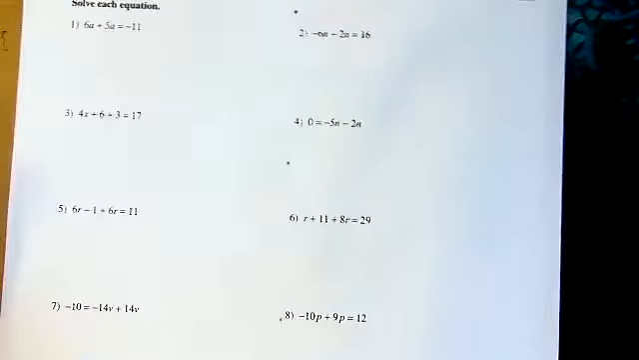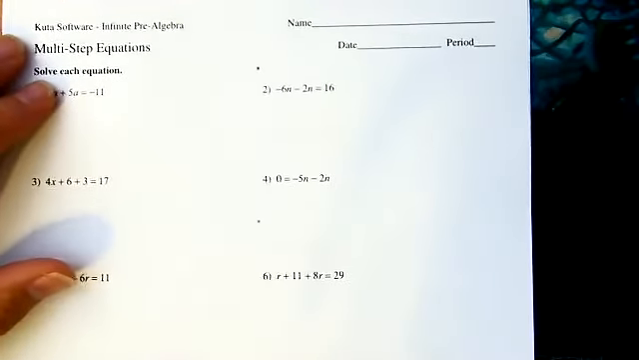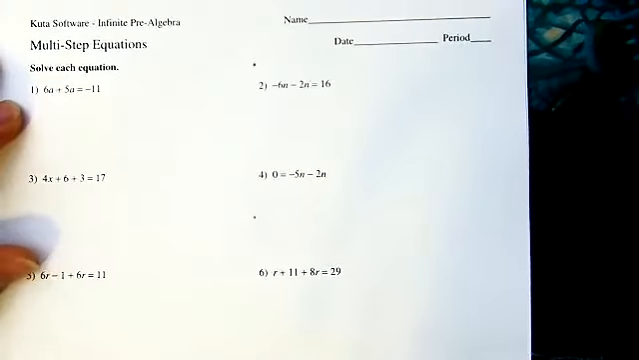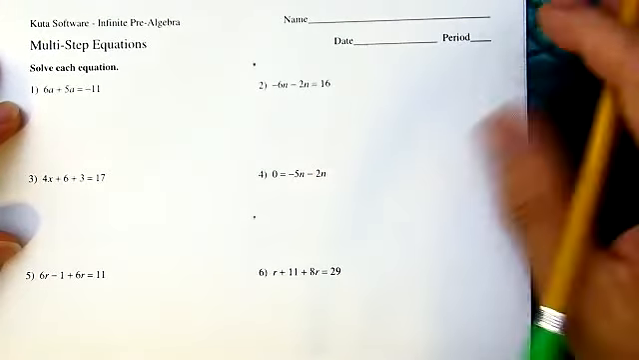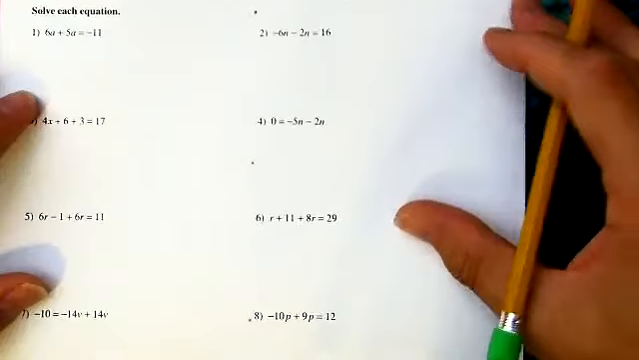Okay, let's try some on the worksheet. So you've only got one worksheet. It's got 3 pages. I'm only going to go over 2 of them. So these first ones are pretty easy. I'm going to get to one that you might have trouble with.